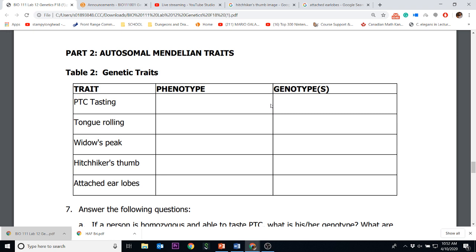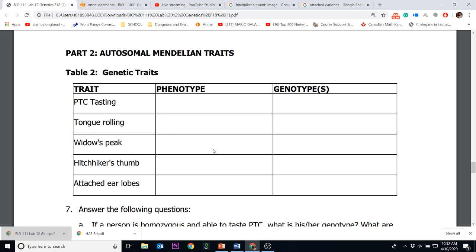But you can do tongue rolling. So what you're going to do is just look at yourself. Can you roll your tongue? If you can roll your tongue, on the phenotype here, you just say tongue roller or non-tongue roller, something like that, a descriptive word here. Genotype here, on the other hand, we're going to talk about that. So why don't you guys go down the row and do this?